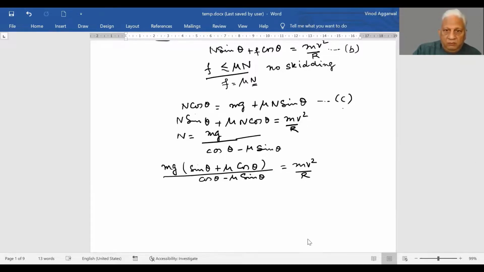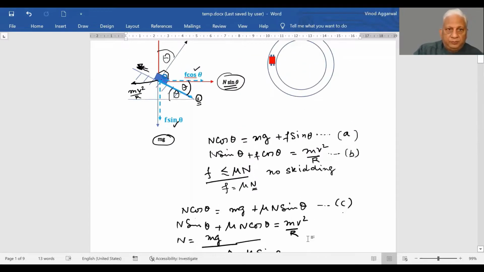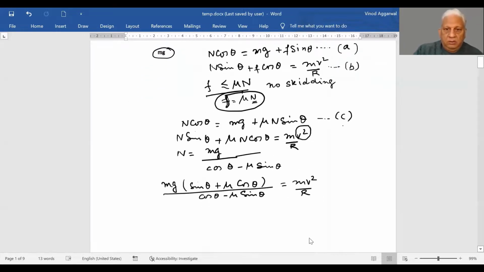Now, we have taken the condition that friction force being applied is maximum. When friction force applied is maximum, this velocity is the maximum velocity that we can go to without skidding. So this velocity becomes our Vmax.